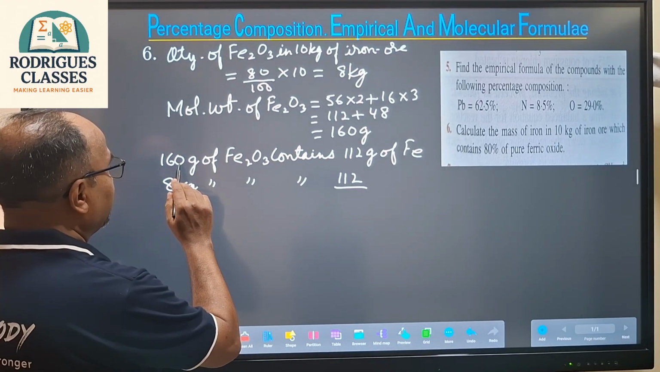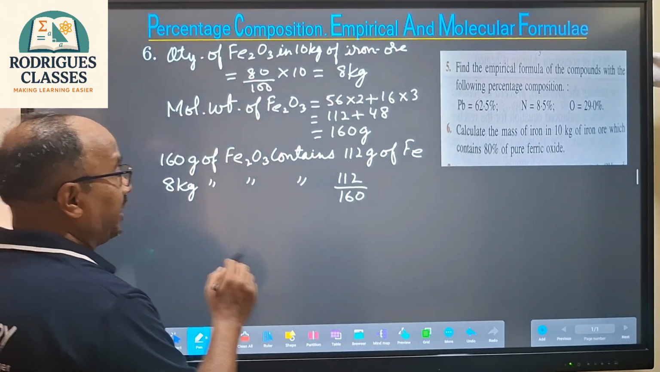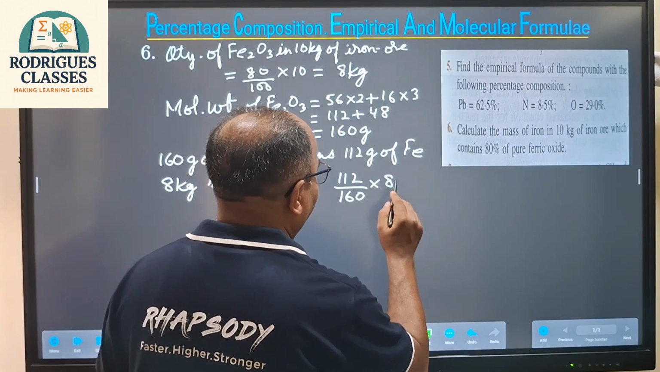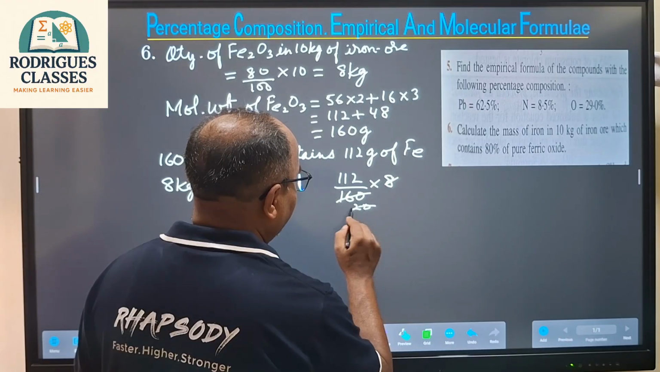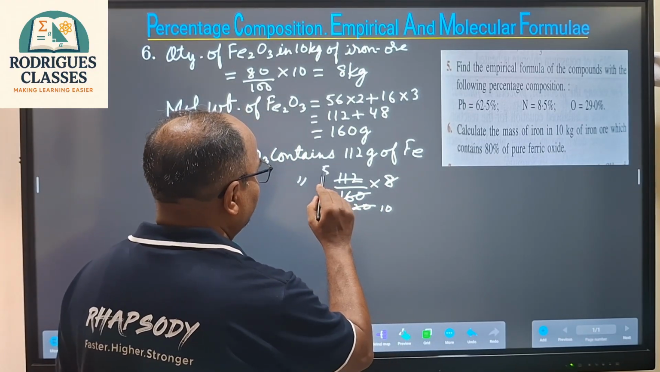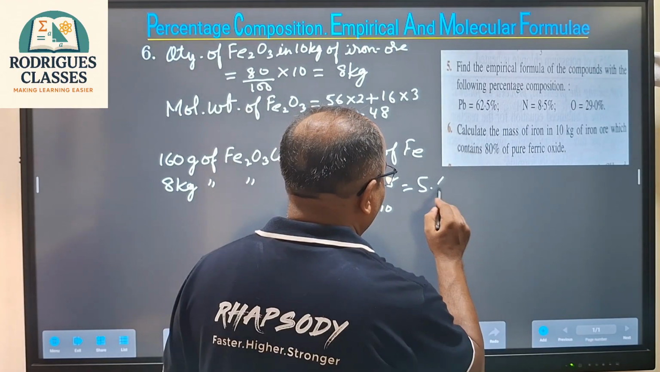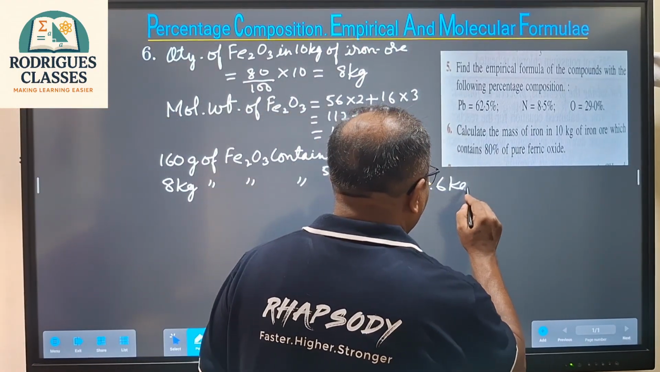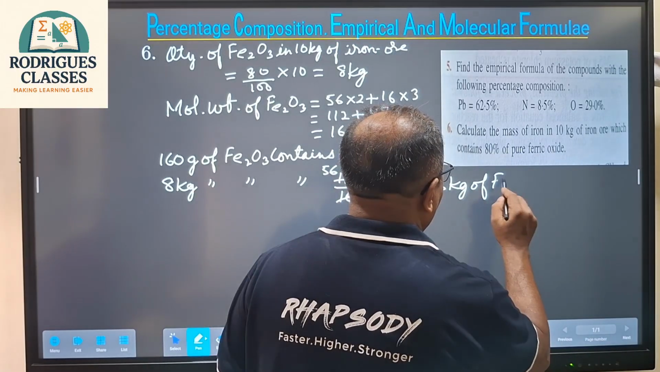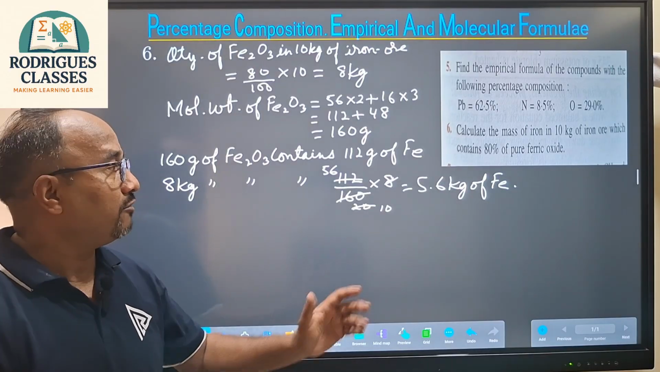For 1 kg it will be by 160, and for 8 kg it will be into 8. So let us reduce it. 20, 2 10s are 256. So 56 by 10 will give us 5.6, because this was in kg. So I will write here 5.6 kg of iron. This finishes this sum. Hope you have understood it.